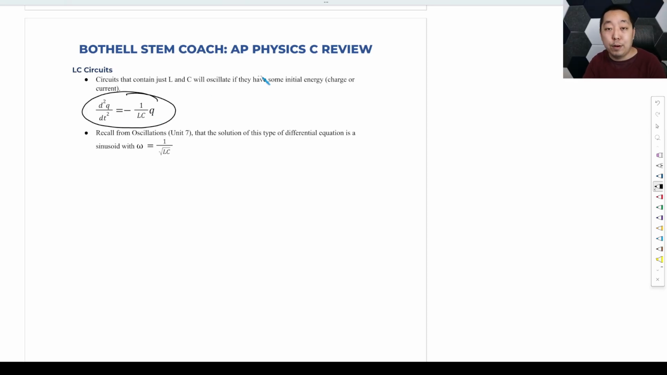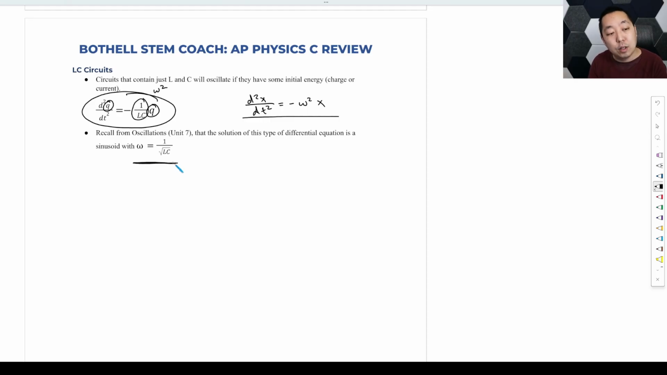And if you remember from oscillations in Unit 7 in your mechanics, when we had these scenarios, the second derivative of x was negative omega squared times x. Okay, you have another similar differential equation. You have a second derivative of charge, and you have a Q here. And so then this part becomes omega squared if you pattern match. So the solution is going to be a sinusoid, and the omega is going to be 1 over root LC.